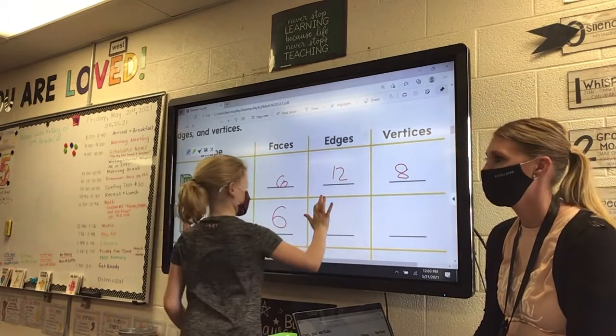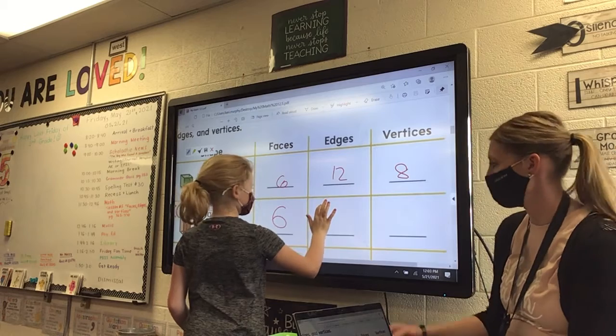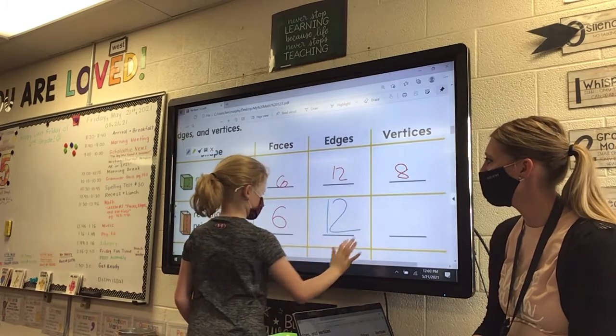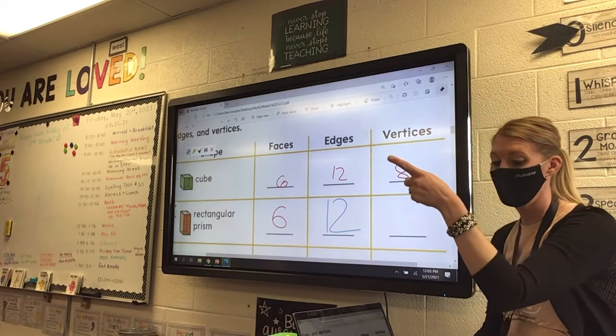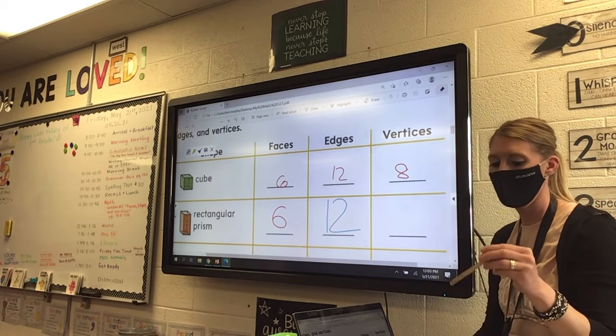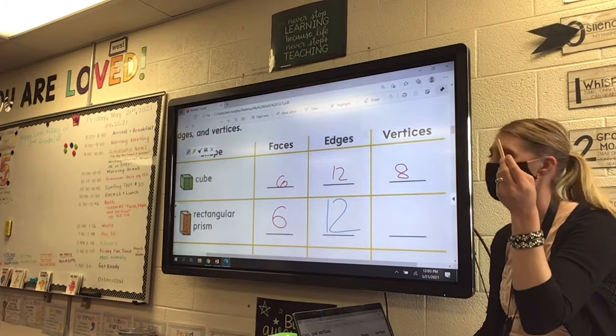Wait, are we going to say things? Edges, yeah, 12. The cube and the rectangular prism are the same thing. Only the rectangular prism is taller. You're right. Yeah. Okay, last one. Stay down a minute. Kaden, vertices.